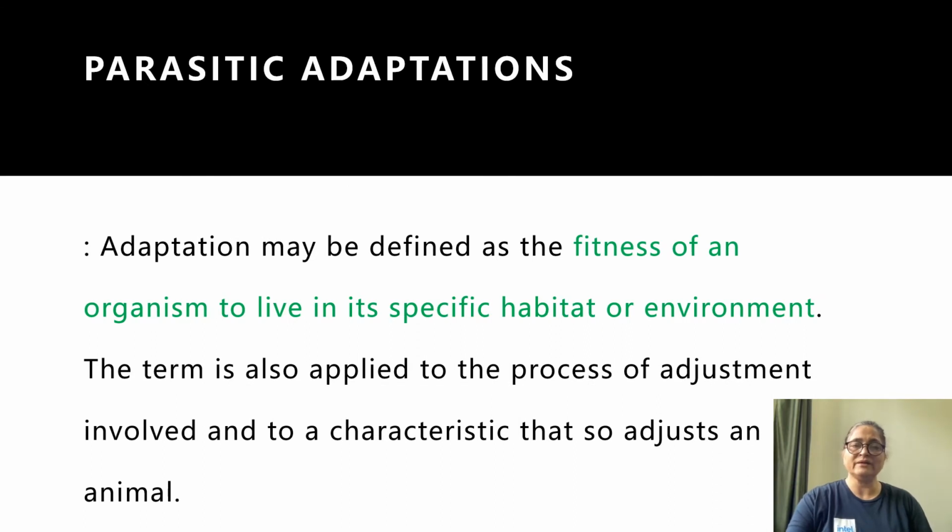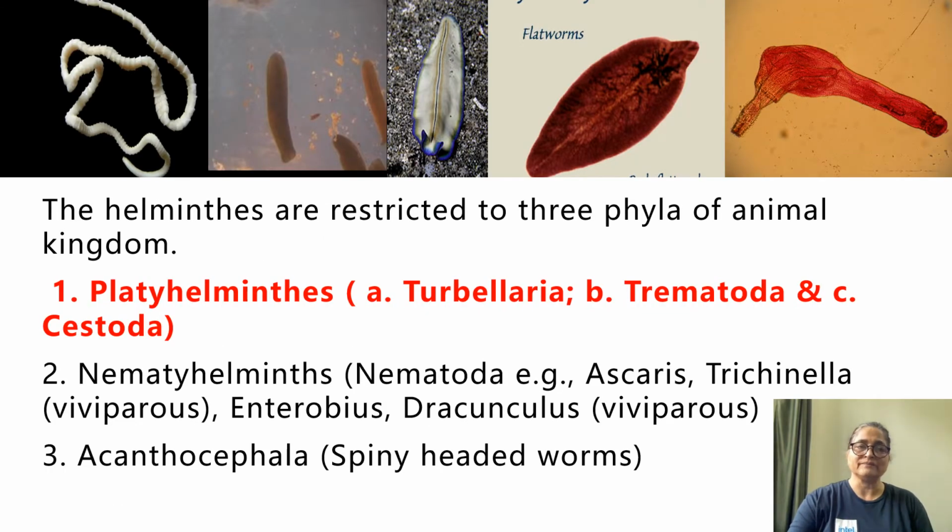How will you define the adaptation? Adaptation is nothing but the fitness of an organism to live in its specific habitat or environment for their survival. Now we are coming to the helminths. The helminths are restricted to three phyla of the animal kingdom. The first one is platyhelminths, the second is nematohelminths, that is the nematodes, and the third one is acanthocephala.